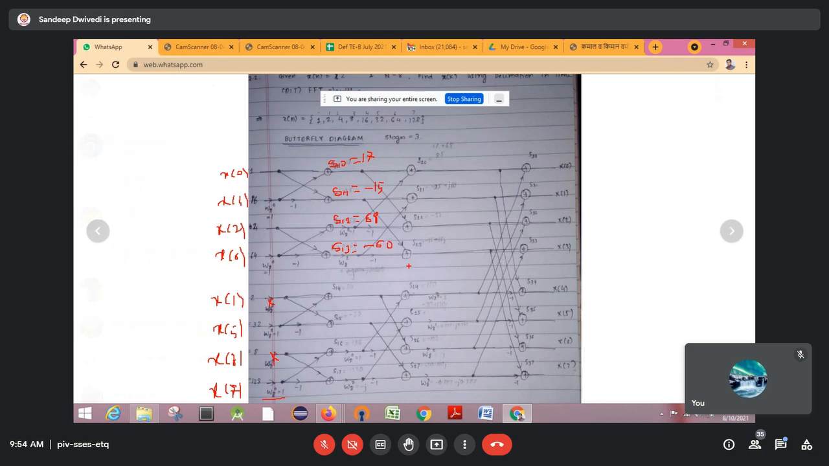Minus 60. Then this value, x1 of 4. For this, it will be x of 1 plus x of 5 multiplied by the twiddle factor, that is 1, so that is not going to affect. So x of 1 is 2 and x of 5 is 32, so this will be 33. Please check it. Then this one: x of 1, which is 2, minus 32, so this will be minus 30. Please check it.